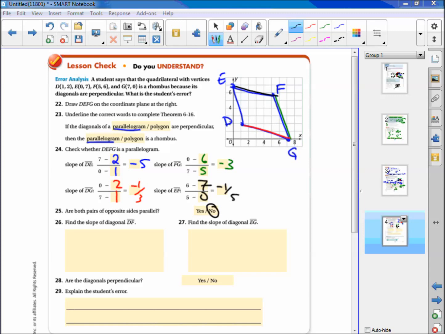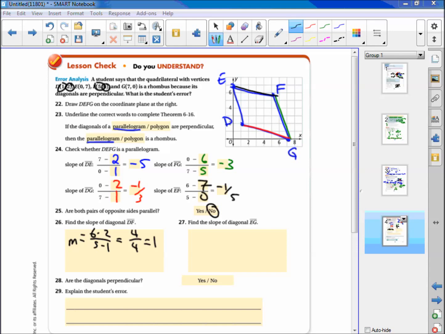And that's why it can't be a rhombus, because remember, a rhombus is always going to be a parallelogram with 4 sides congruent, which then makes the diagonals be perpendicular. So find the slopes of diagonal DF. So let's find the slope of DF. So DF would be 6 minus 2 over 5 minus 1. So the change in the y's for D and F, 2 and 6, over the change in the x's, 5 and 1. So this will give us 4 over 4, which is 1.